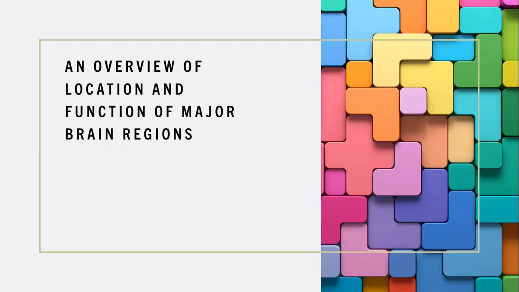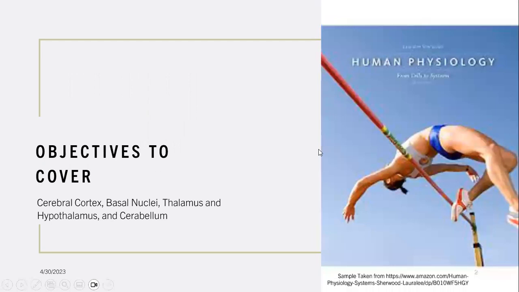Today, I will be talking to you about the function and structure of the major parts of the brain. The human brain is the most complex organ in our body, and along with our spinal cord, this makes up the central nervous system of the body. The specific areas we will be reviewing, thanks to the information provided by our class textbook, the ninth edition of Human Physiology, From Cell to System by Laura Lee Sherwood.